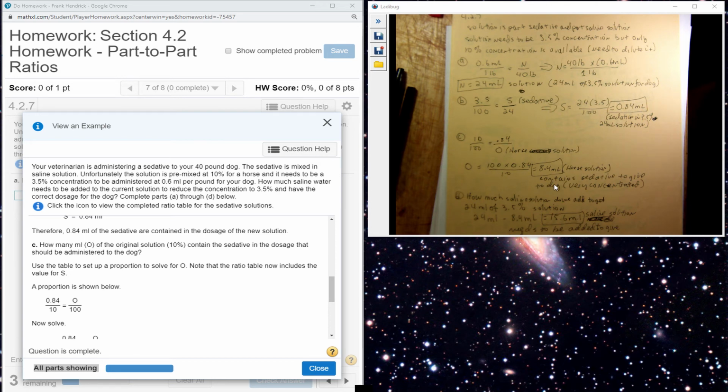Now, for a dog, this is very concentrated. If we give it to the dog in this form, it will kill the dog. So we need to dilute it.